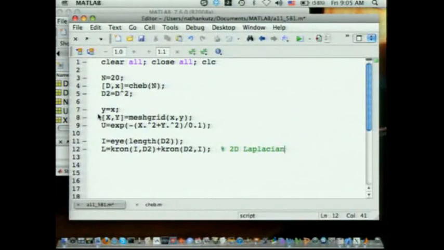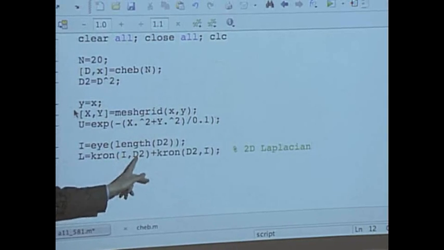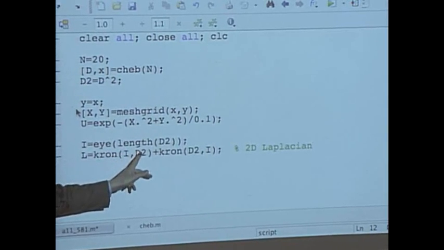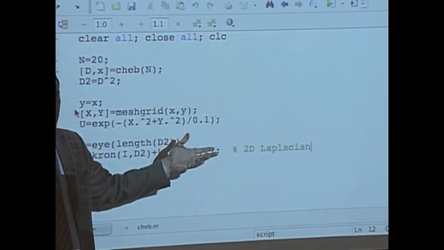You take a second derivative matrix, D2, and it thinks of this as the x and the y coordinates, as it were. So it says, don't do anything to x, take two derivatives in y, plus take two derivatives in x, nothing in y.